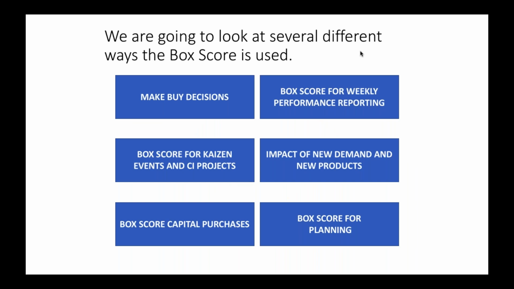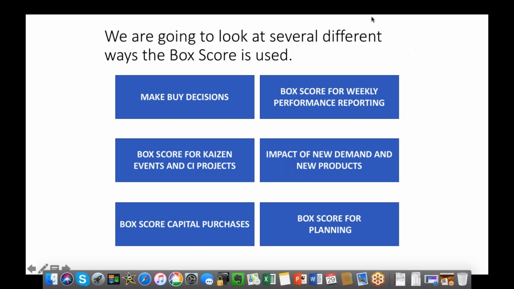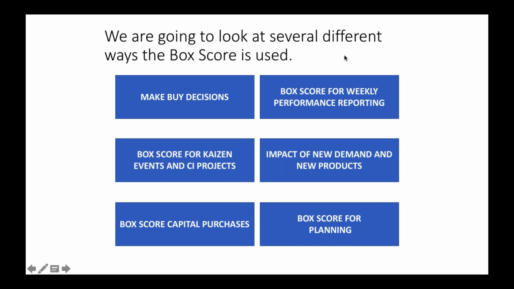So now let's spend most of the rest of the webinar looking at different types of decisions. We are going to look at make-buy decisions, the weekly performance review of the box score, how you use the box score for KAIZEN and continuous improvement events, the impact of new demand on profitability, capital purchases, and longer-term planning. Let's continue.